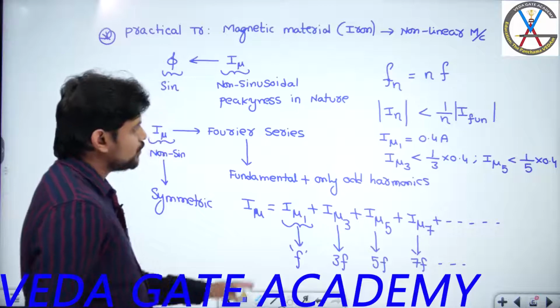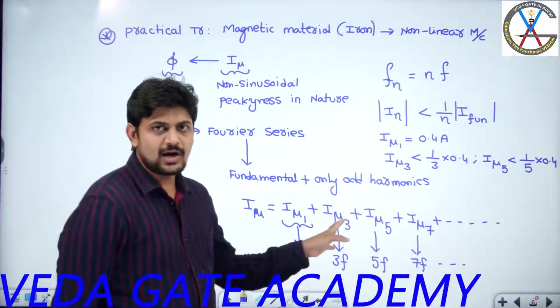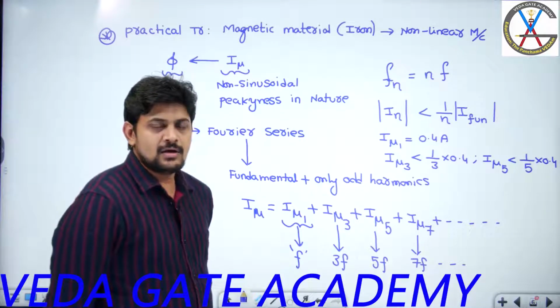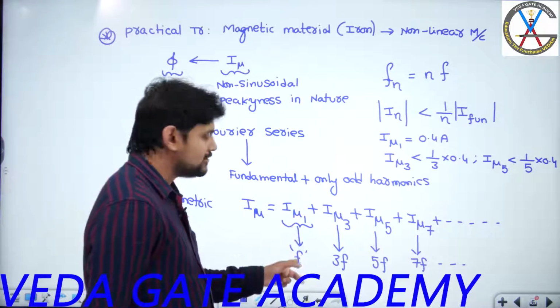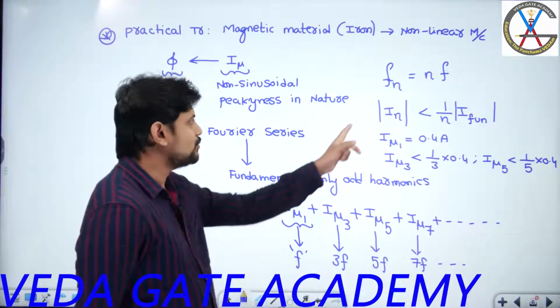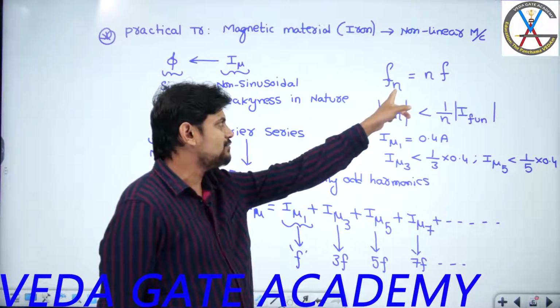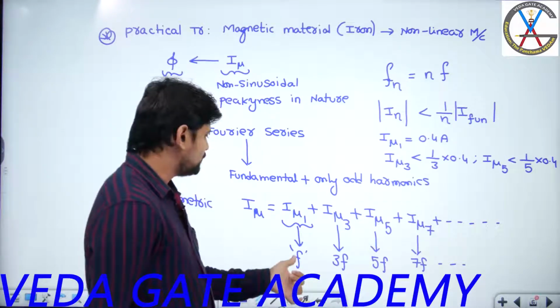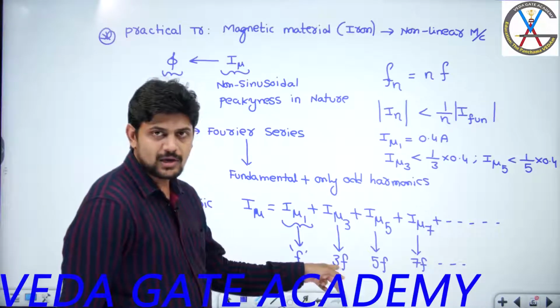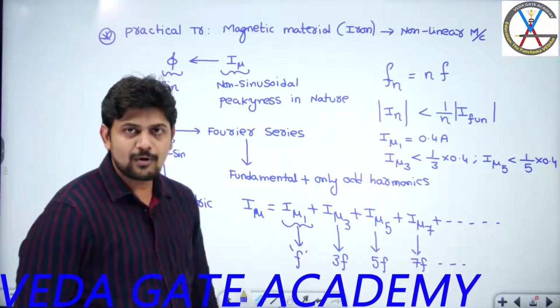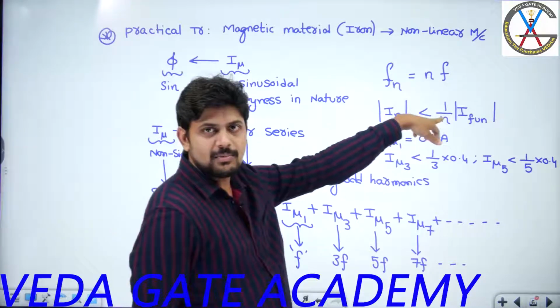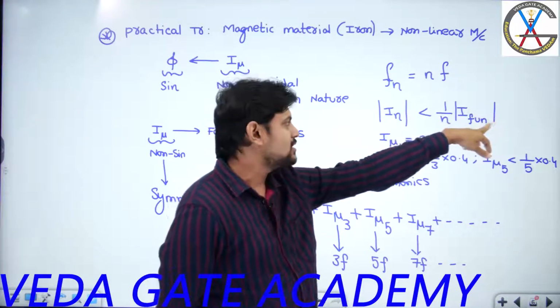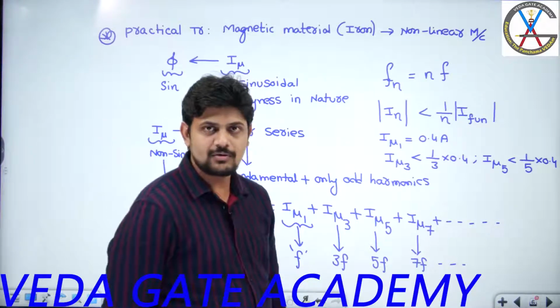So what are the 2 points you need to understand with respect to fundamental and harmonics? If the fundamental component of current has a frequency f, then the nth harmonic component of current has a frequency nf. So if it is f, you will get the third harmonic as 3f. The other important point is that the magnitude of the nth harmonic component of current will always be less than 1 by n times the magnitude of the fundamental component of current.